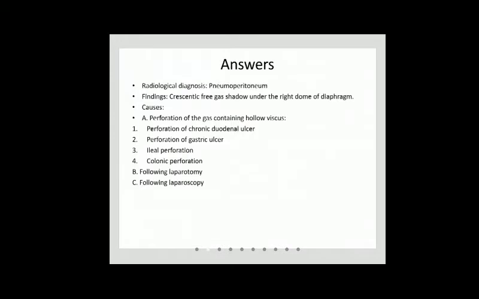So there are three stages. Stage 1, stage of chemical reaction. Stage 2, stage of peritoneal reaction, and third is the stage of bacterial peritonitis. These are the stages of peritonitis. Clear?